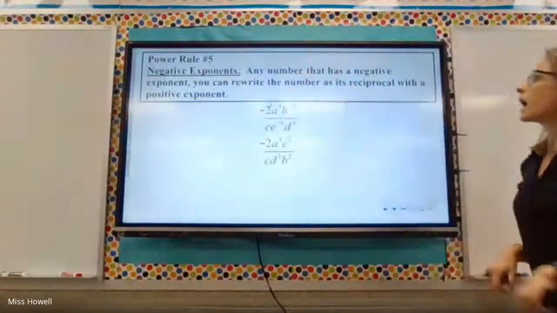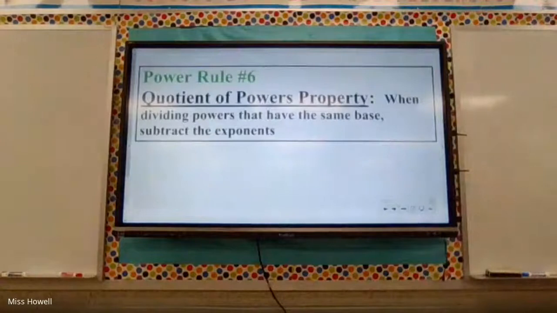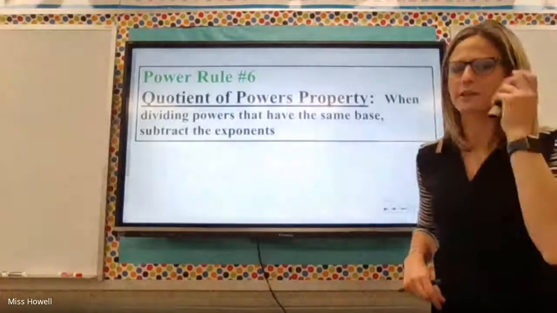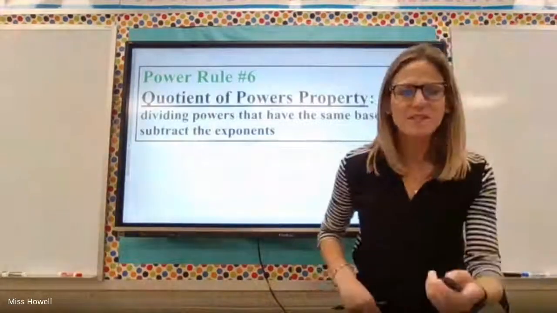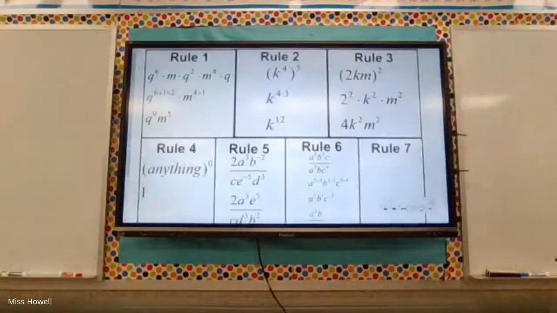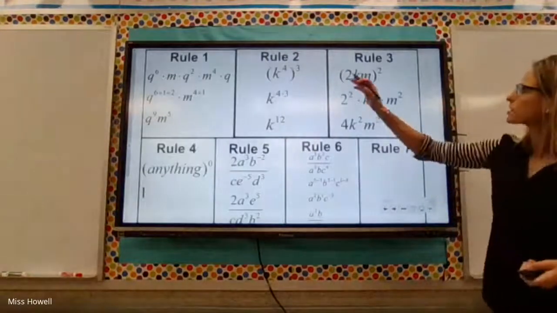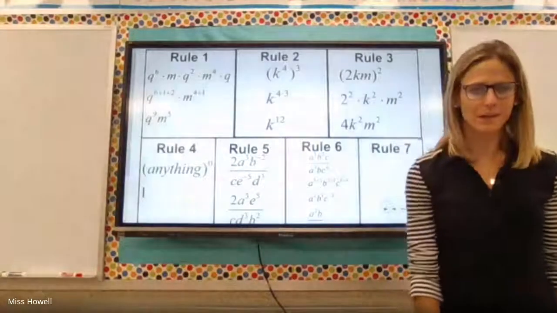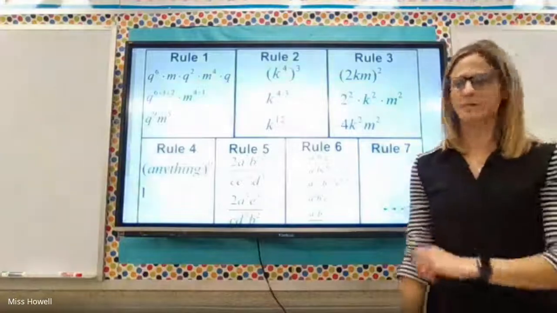so be careful. All right, rule number 6, which we added in yesterday, a quotient of powers property, says that if I have division instead of multiplication, and my bases are the same, I simplify by subtracting their powers. Subtracting. And at this point, I should have rules 1, 2, 3, 4, 5, 6 all filled into my study guide page. So we're adding in rule 7.